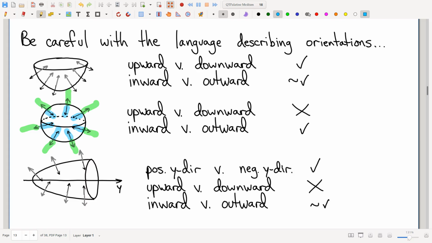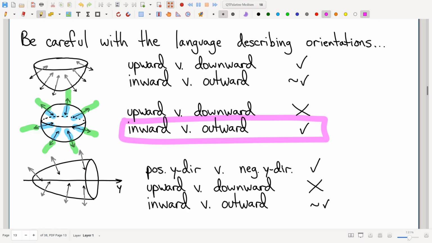Right? Upward versus downward doesn't make any sense at all. The green orientation is upward in some places. The blue orientation is upward in some places. Not helpful. Not unambiguous. But in this case, inward versus outward, perfect. There is an inside. This is a closed surface. So the blue one is inward, the green one is outward. Everybody kind of see what I'm talking about? Okay. All right. So something to keep your eyes on.